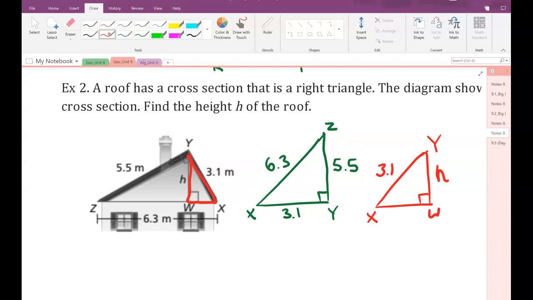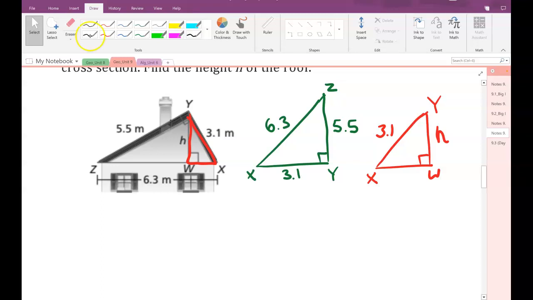And we don't even need to draw the third triangle because we can already set up a proportionality statement. We know these two triangles are similar. So we could say xz, our hypotenuse of our green triangle, is proportional to the hypotenuse of our red triangle.